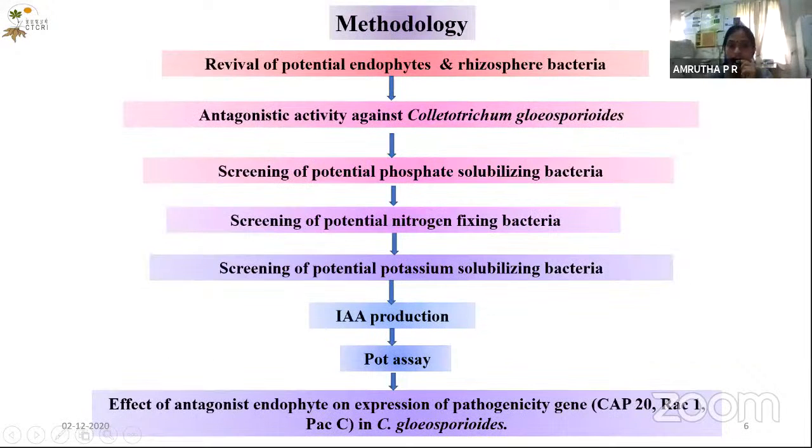Coming to the methodology, we revived potential endophytes as well as rhizosphere bacteria taken from the microbial repository of CTCRI, tested antagonistic activity against Colletotrichum gloeosporioides, and screened for phosphate solubilization, nitrogen fixation, potassium solubilization, and IAA production. We did a pot assay in cowpea seeds, and studied the effect of antagonistic endophytes on expression of pathogenicity genes of Colletotrichum gloeosporioides, that is CAP20, RAC1 and PAC-C.